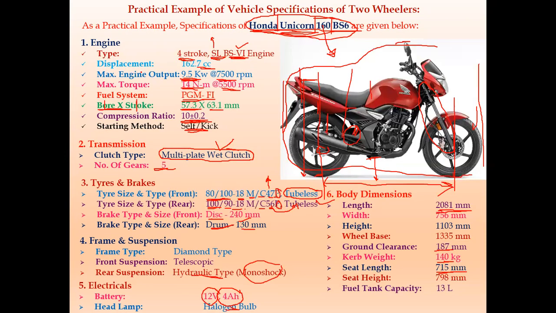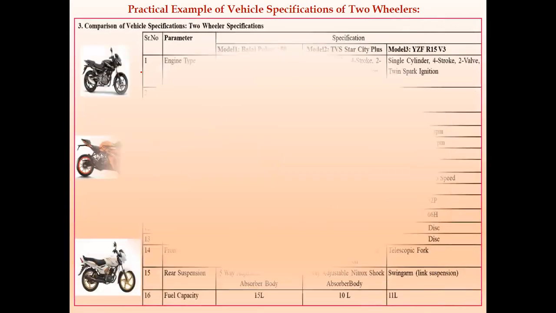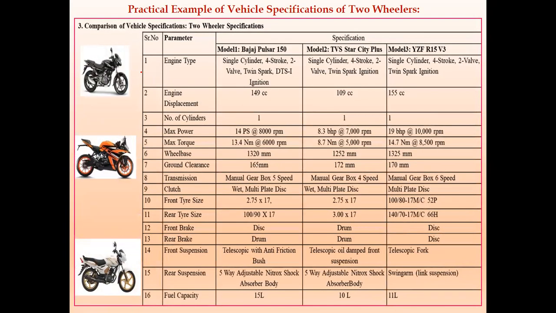We have seen one practical example of how we can obtain the specifications. Now we can compare different types of vehicles. So we'll do a comparison of these vehicles. We have three models. First is Bajaj Pulsar. Second model is TVS Star City Plus. And third model is YZF R15 V3. So these are the three models.